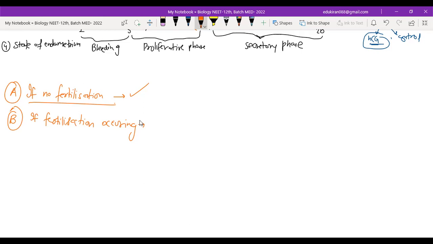Yes, sir. Write down, if fertilization occurs, the corpus luteum is maintained by the HCG hormone, human chorionic gonadotropin.